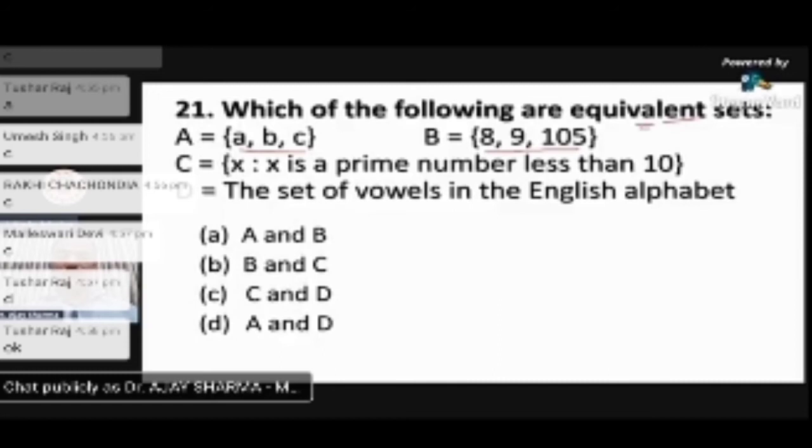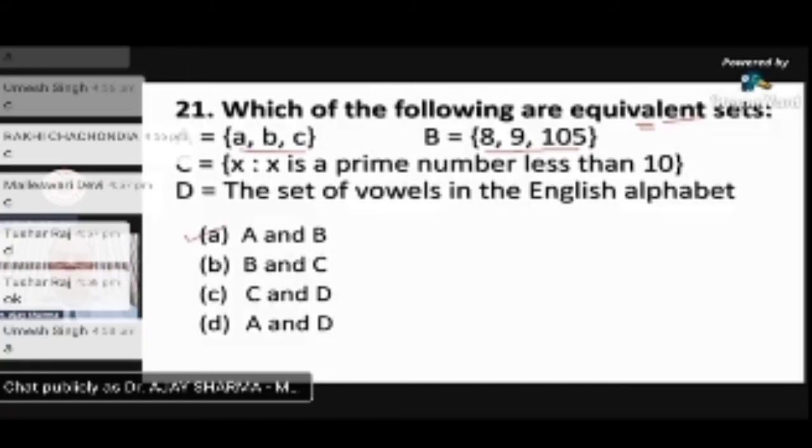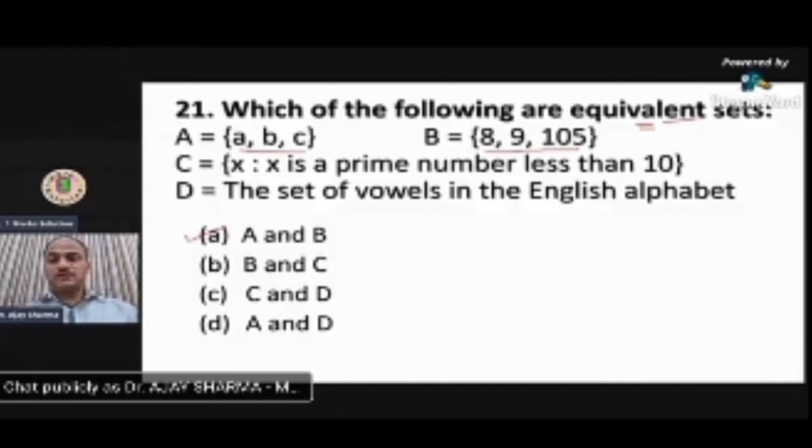तो यहाँ equivalent की बात हो रही है. We have to tell which of the following sets are equivalent. So obviously this option is correct. Now let us check quickly if there is some other option which is correct. Set C is the prime numbers less than 10. We know the prime numbers less than 10 are 2, 3, 5 and 7. But here there are 4 elements, and sets A and B have 3 elements. So this is certainly not an equivalent set. So this option will not be correct.